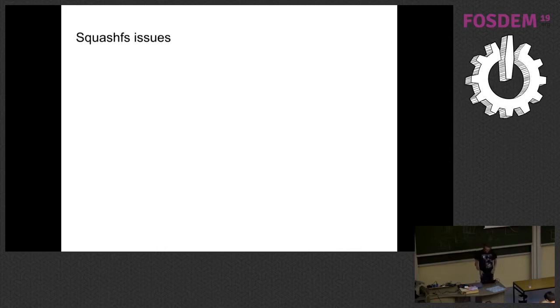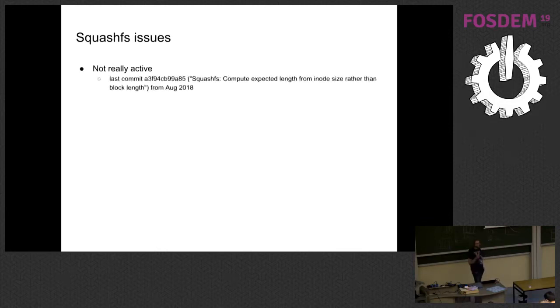When we're looking at playing around with this, the first thing is it's not really active, and the last commit in the kernel tree was from August of 2018. So people are not sending a lot of patches, and maybe that means it's done, but I don't think so, because there's also really no user space libraries for generating blobs.